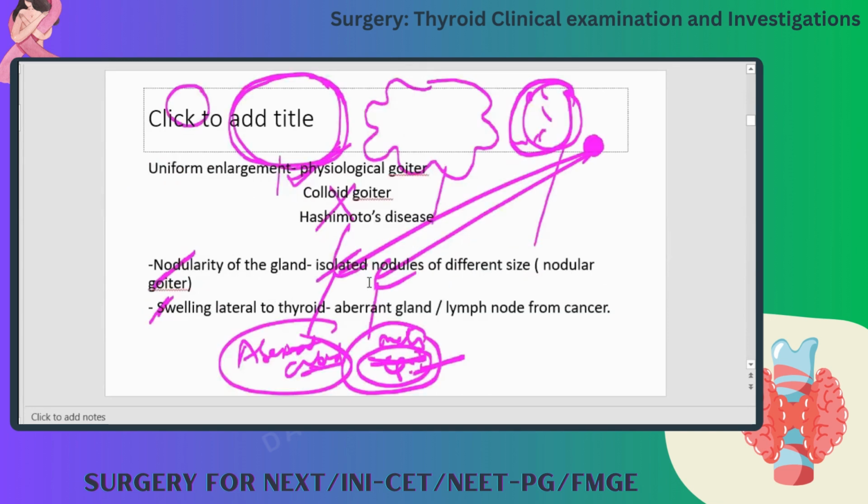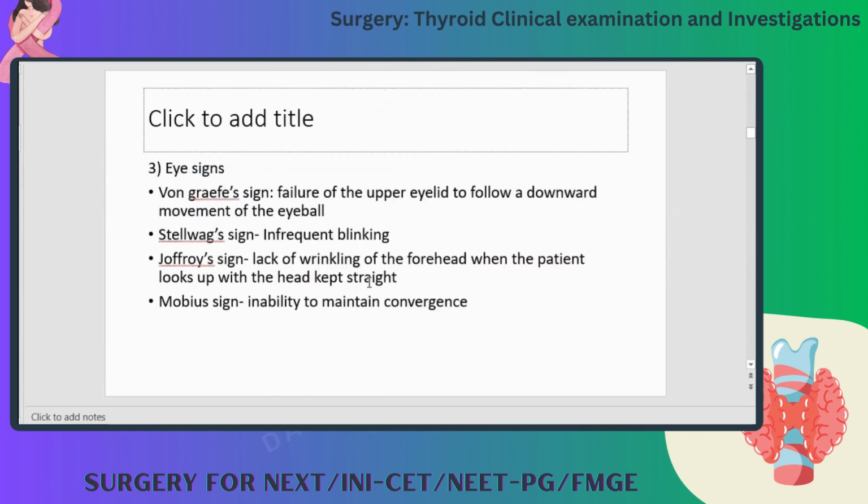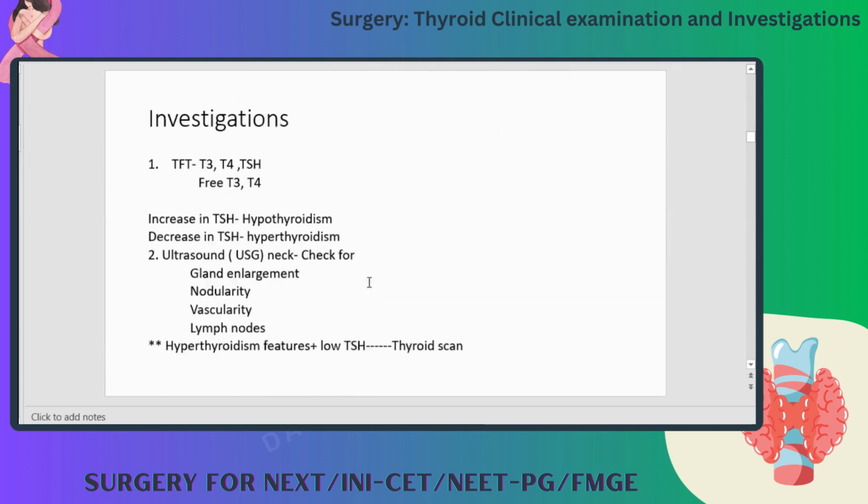What is Berry's ligament? Posterior medial condensation of pretracheal fascia. Very good. So that is Berry's ligament. Okay. So these are the basic things of thyroid anatomy and examination. Now we will go on to the investigations part.